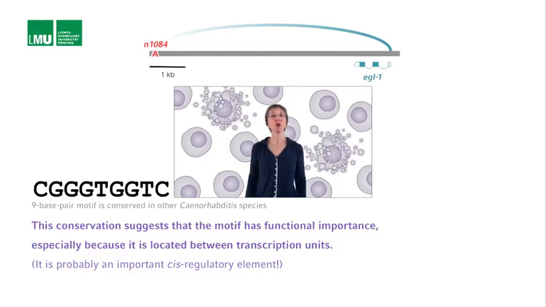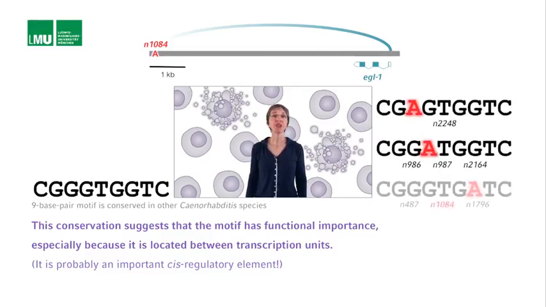Functional importance was furthermore suggested by the finding that the other 6 dominant EGA1 mutations identified in independent screens all affected the same small motif. Basically, all 7 dominant EGA1 mutations are G to A transitions within this 9 base pair long motif. And this motif turns out to be the binding site for a transcriptional repressor, a protein that can block transcription.